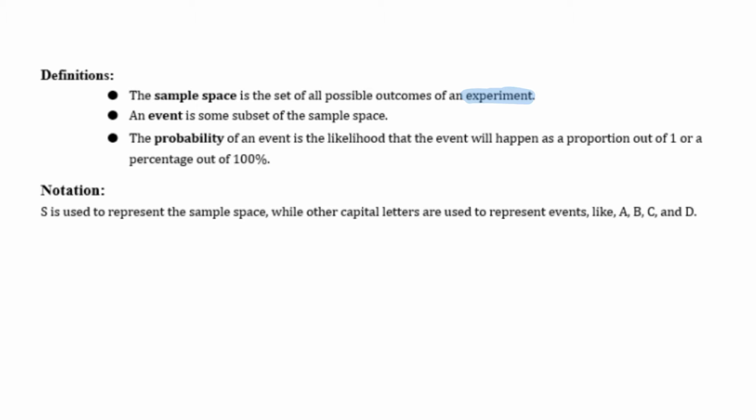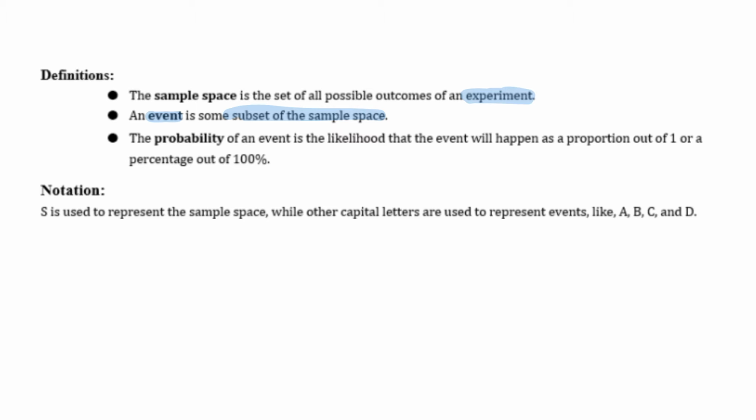An event is some set of the sample space. That's a tongue twister there. So the event is what actually happens. So when I flip the coin, that is the event that happens. The sample space is heads or tails, but the event is what we actually see happen.